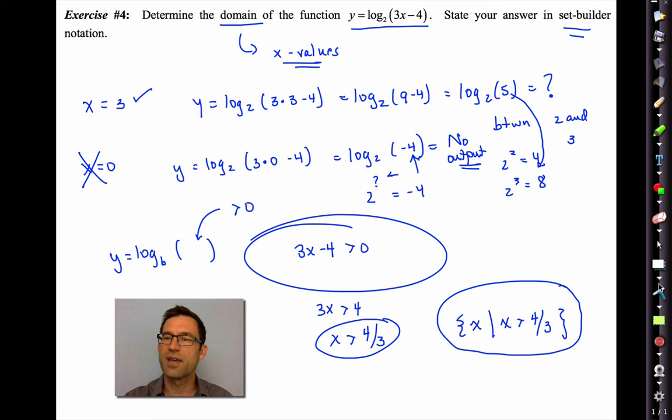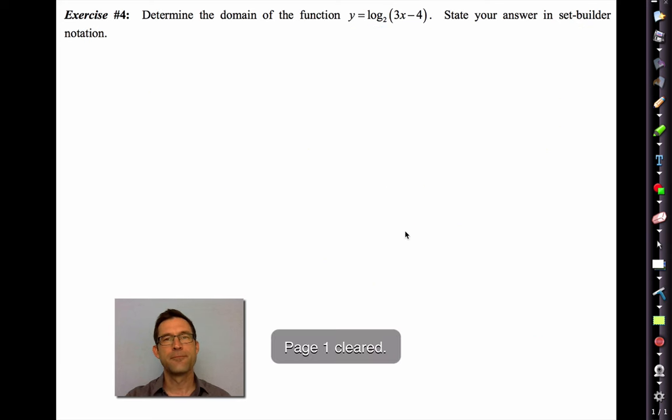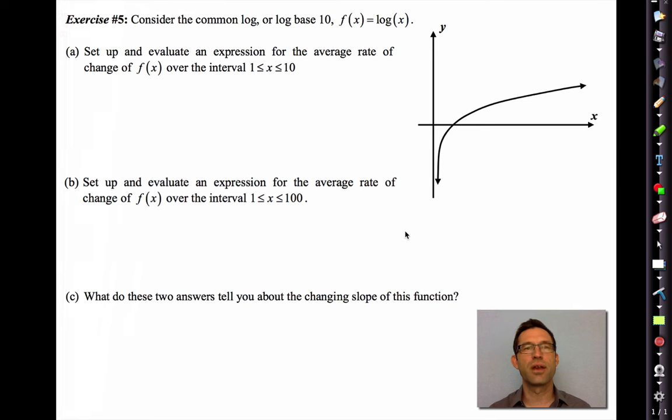All right, I'm going to clear this out. Let's take a look at exercise 5. All right, in the final exercise, I just want to examine a little bit more the behavior of log graphs, and we're going to take a look at log base 10 again. Letter A, it says set up and evaluate an expression for the average rate of change of f of x over the interval 1 to 10. All right, so a little reminder, right?